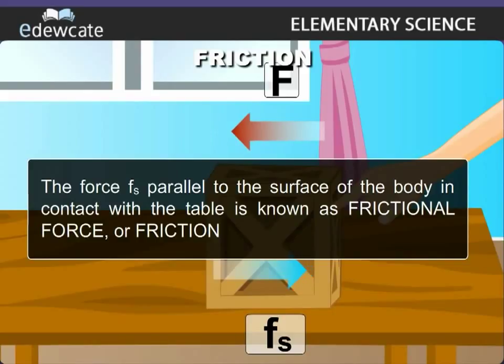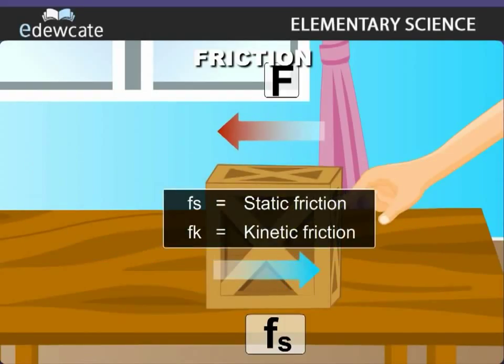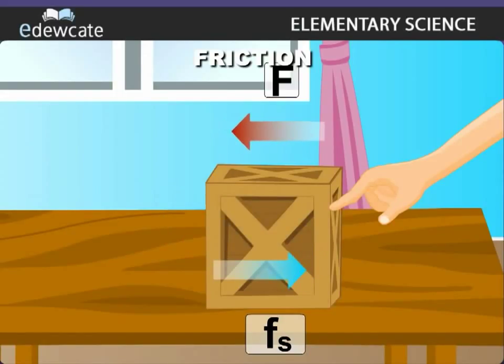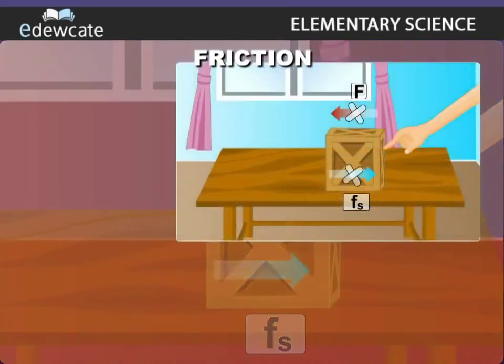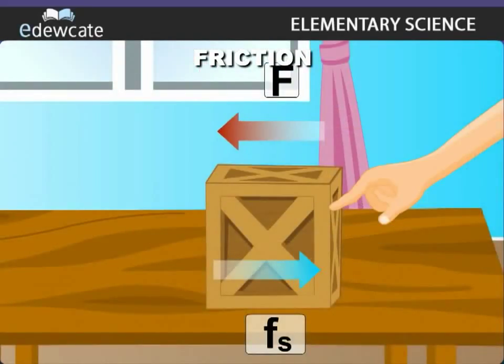This force, Fs, parallel to the surface of the body in contact with the table, is known as frictional force, or simply friction. The subscript stands for static friction to distinguish it from kinetic friction Fk. Note that the static friction does not exist by itself. When there is no applied force, there is no static friction. It comes into play the moment there is an applied force.